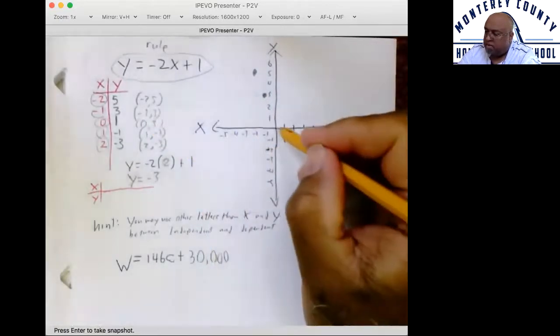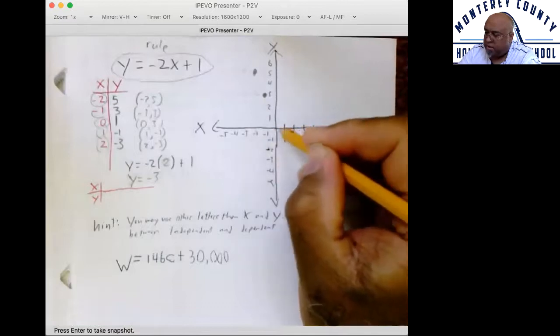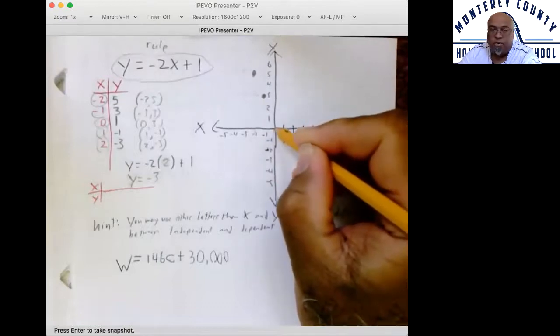Okay, my x value is 0, so I just stay there. I don't go down any, I don't go up any. I just stay on the origin for 0. But my y value is positive 3.